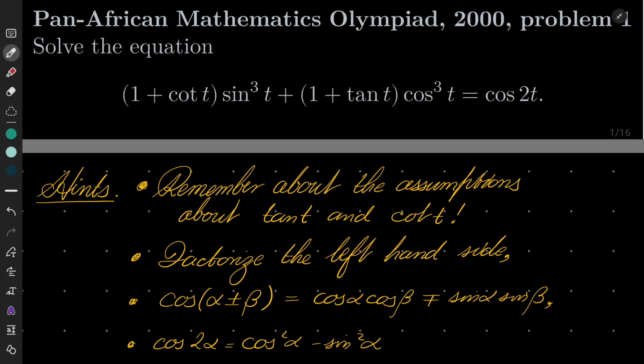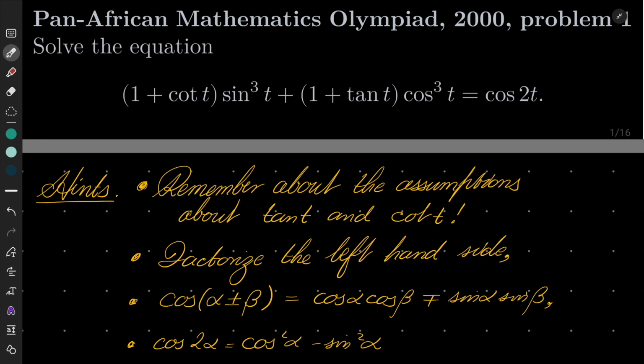Hello friends, in this video I'd like to solve the following problem from the Pan-African Mathematics Olympiad 2000, problem number 1. We wish to solve the following equation: (1 + cot t) sin^3 t + (1 + tan t) cos^3 t = cos 2t.